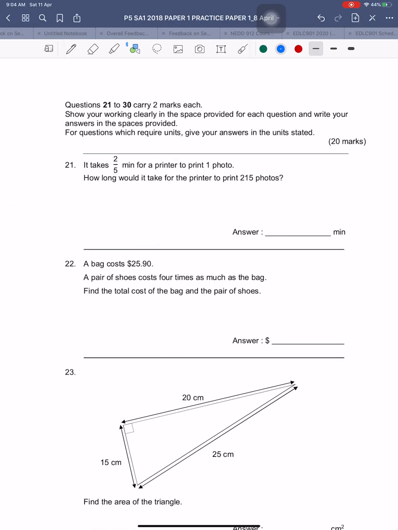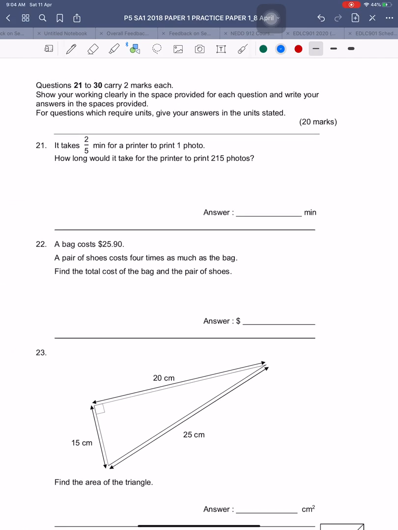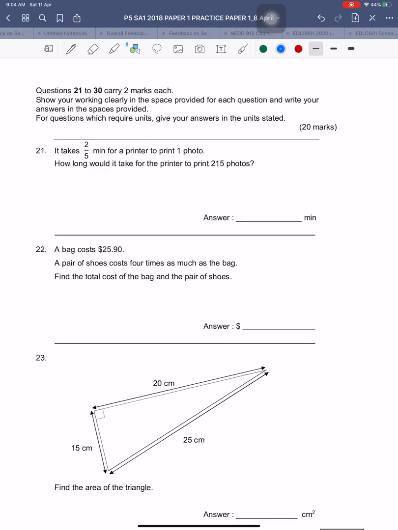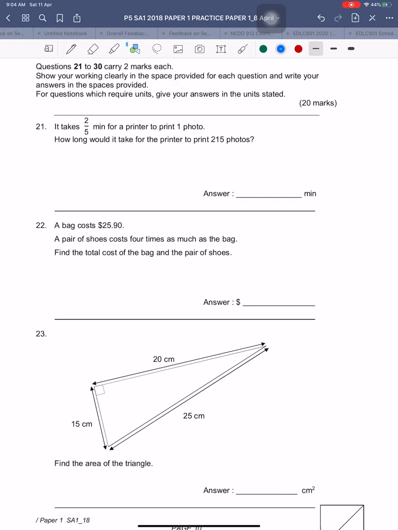Okay, let's go on to page 10. Page 10, question 21 to 30. Take note, these questions are 2 marks each. So if you need to, show me working, because even if you show me working, I can still give the method mark even though your answer might be wrong. Alright, so let's look at question 21.